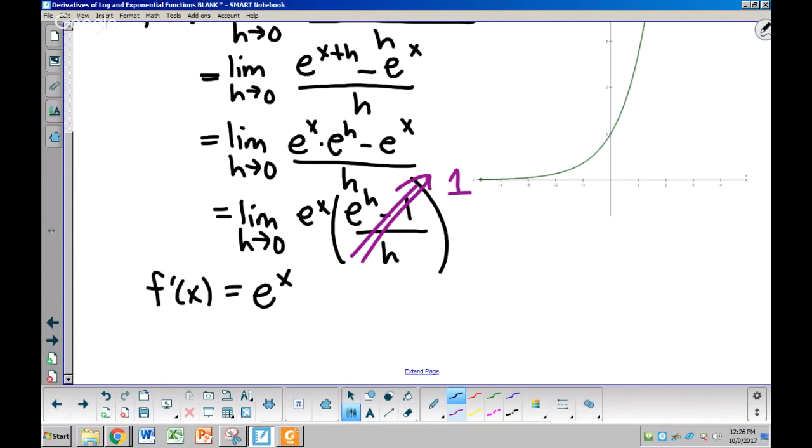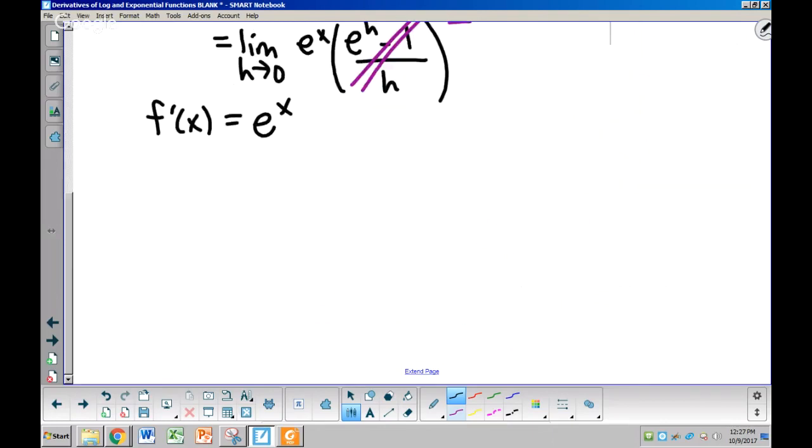So what's the derivative of e to the x? How wonderful is that? e to the x is its own derivative. Yeah, that's really cool. So we can say if y equals e to the x, dy/dx is equal to e to the x. That's great.